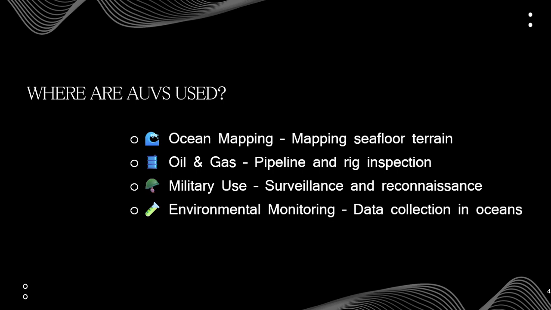AUVs are used in many fields: ocean mapping, military surveillance, oil and gas pipeline inspection, environmental monitoring, even deep sea exploration. Their autonomy allows them to go where humans can't and stay there for long periods.